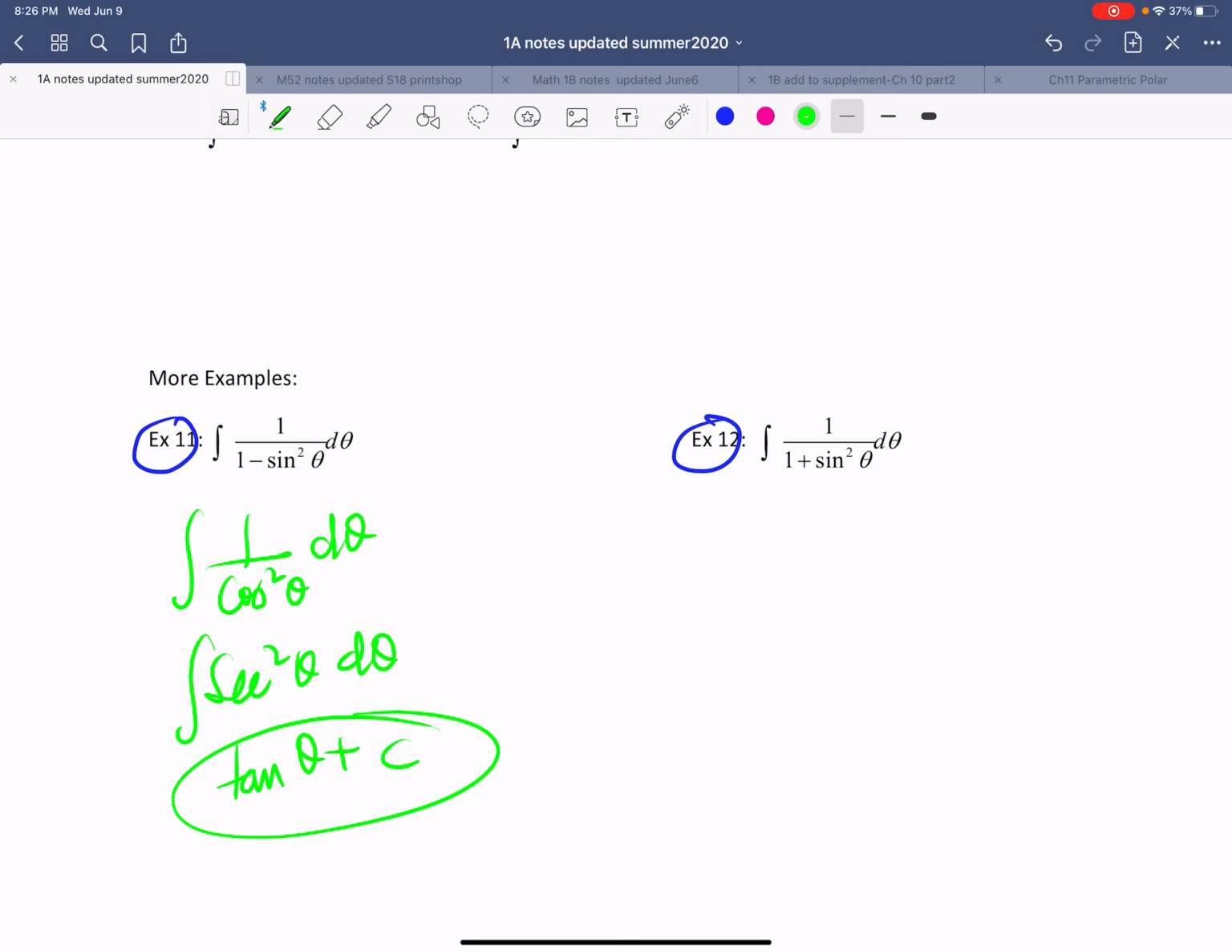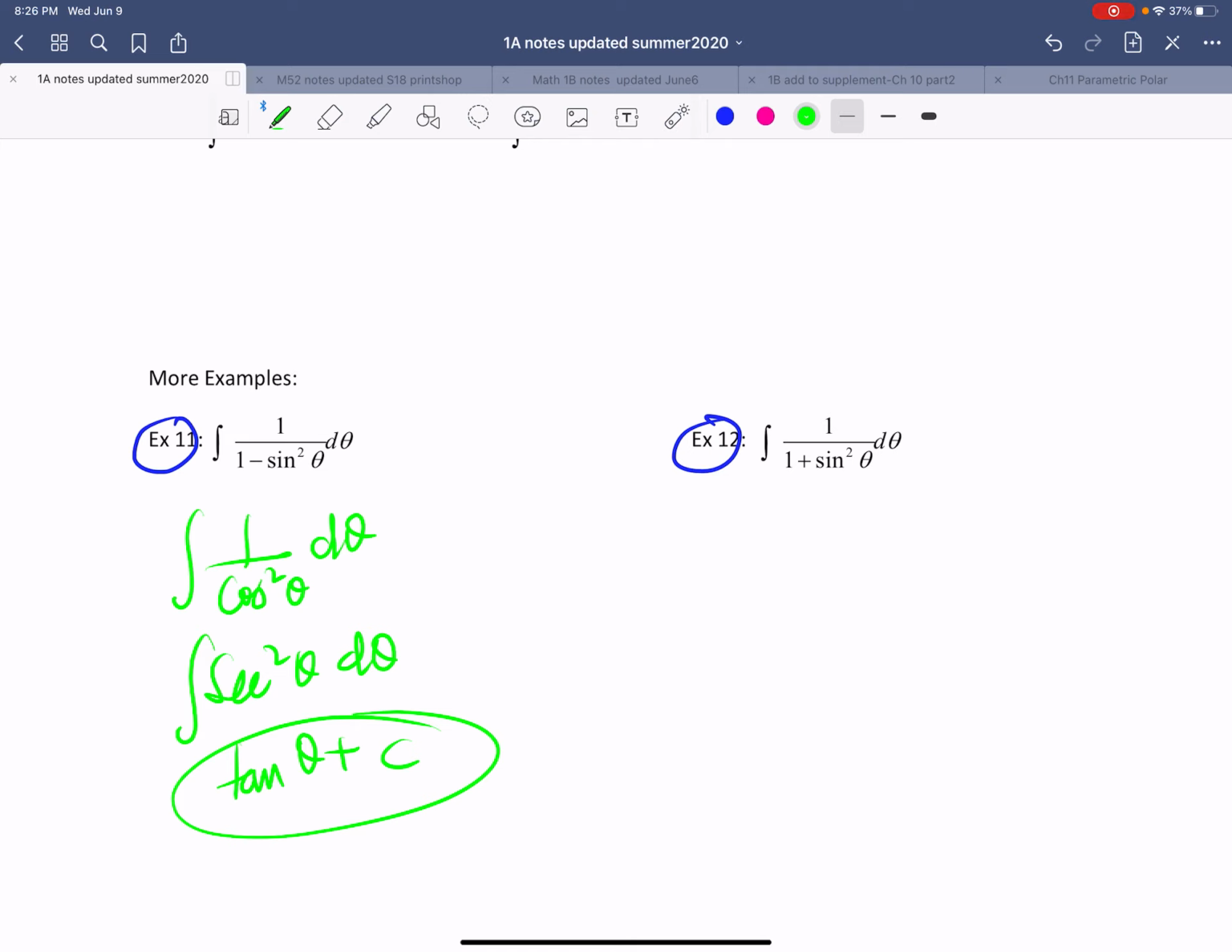Now, 1 over 1 plus sine squared theta. So how can we evaluate 1 over 1 plus sine squared theta? Let's see. For 1 over 1 plus sine squared theta, I think I can go ahead and, this one is a more tricky integral. We can go ahead and divide everything by sine squared theta.